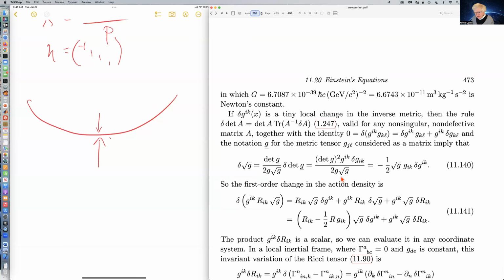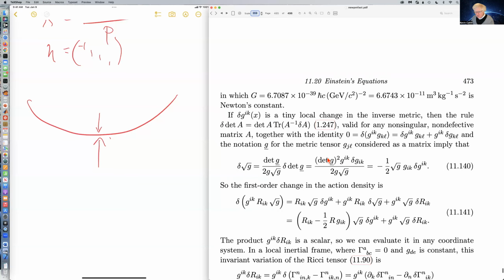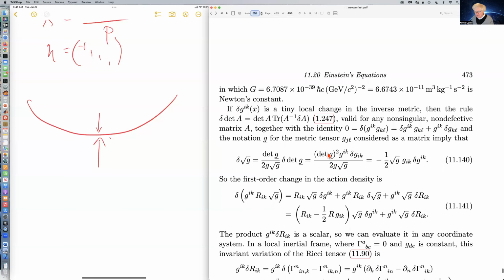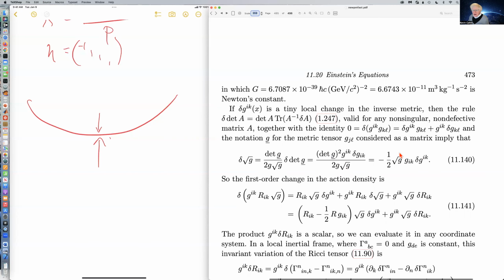And then you can cancel some of these because this is the absolute value of the determinant of g, and so one of these things cancels one of those, and then you have the determinant of g divided by the square root of the determinant of g, so you just get the square root of the determinant of g. Anyway, you wind up with this.